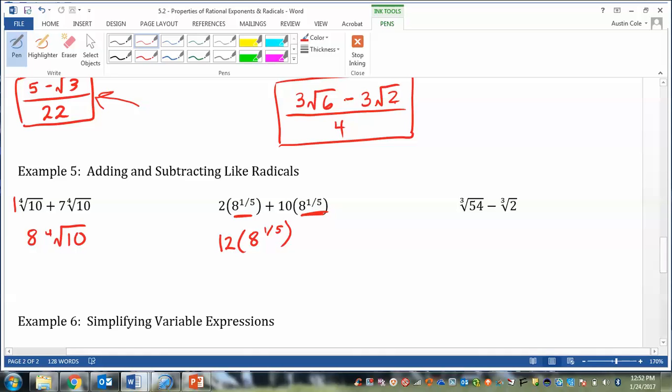Now, if I look at this guy, this one's a little bit different because I don't have the same square root. But here's my question. Can I simplify that radical? Meaning, is there a perfect cube inside 54? The answer is yes. It's 27. So I can break this up and say the cube root of 27 times the cube root of 2 minus the cube root of 2. Now don't do this. Can I just cancel these? It's that minus that. Can I just cross them off?